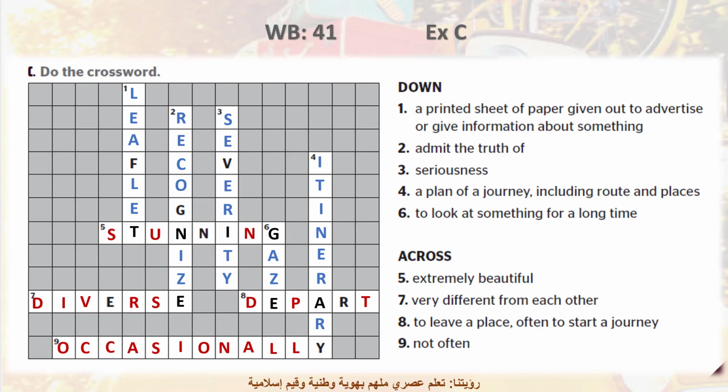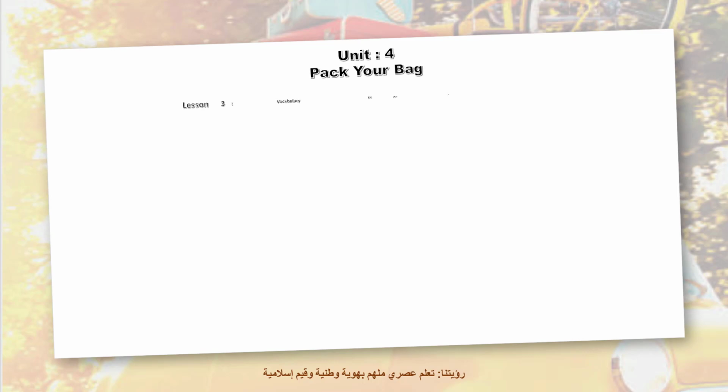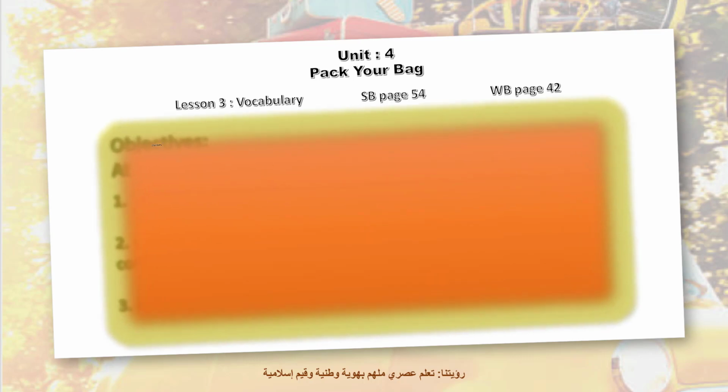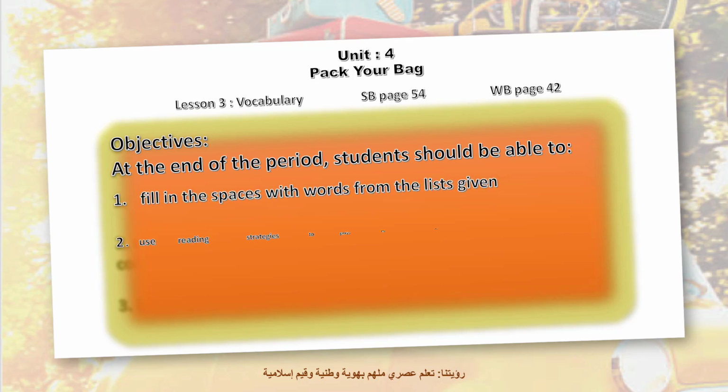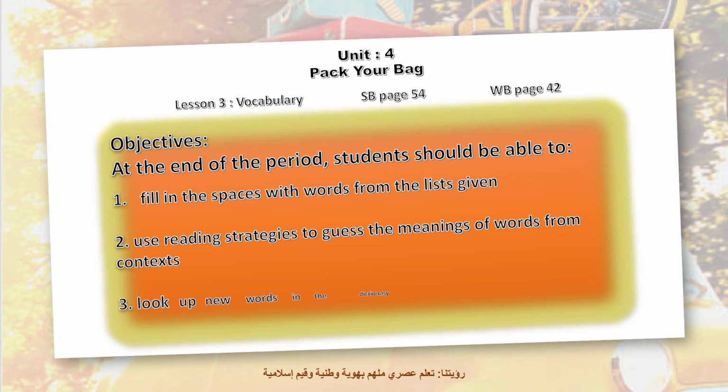Now it's time to start our lesson for today. Our today's lesson is vocabulary. It will be in your student books page 54 and in your workbooks page 42. Today's objectives are as follows. At the end of the period, my good students should be able to 1. Fill in the spaces with words from the lists given. 2. Use reading strategies to guess the meanings of words from contexts. 3. Look up new words in the dictionary. I mean Cambridge Online Dictionary.